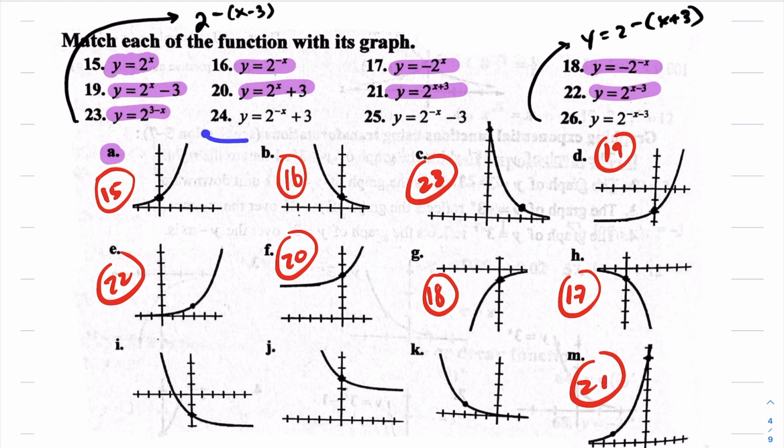Continuing on, looking at 24, we're going to take our exponential decay function, what we see here in B, and shift that up 3 units. Doing so, we're going to be matching that up with J. So 24 will match up with J. Moving along, we now take our exponential decay function and shift everything down 3 units. So now we have a horizontal asymptote at negative 3, in which case 25 will match up with I. And lastly, our graph of 26 is going to match up with K.